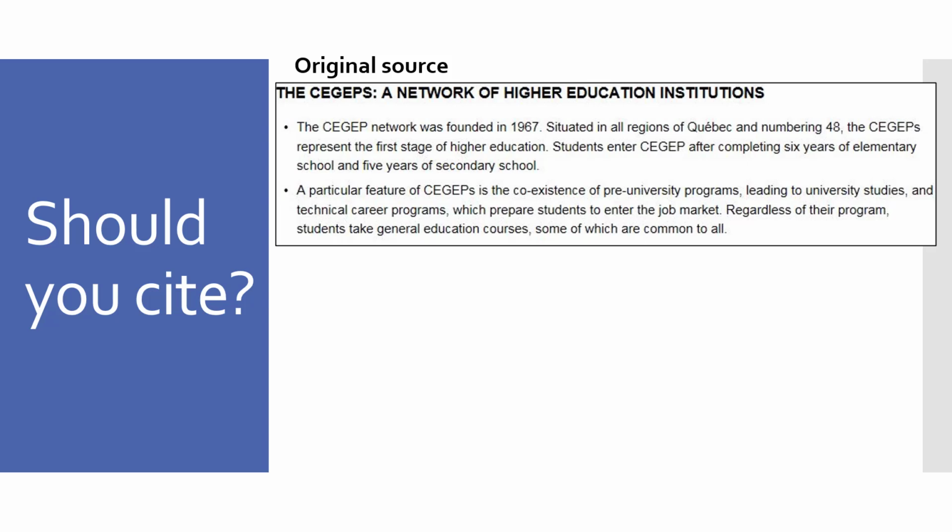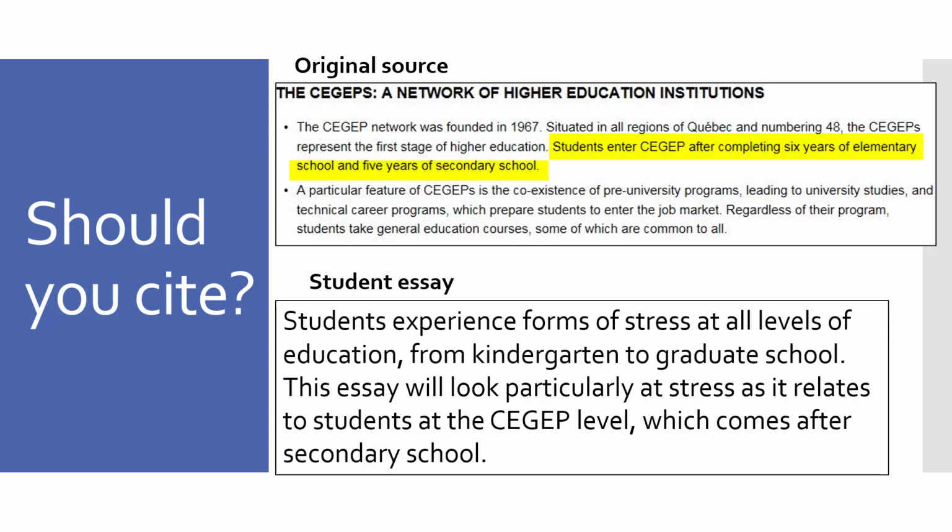Here, the original source is the website of the Federation of CEGEPs. In this case, the student has taken the information that CEGEP comes after secondary school. Should you provide an in-text citation in this case? What do you think?